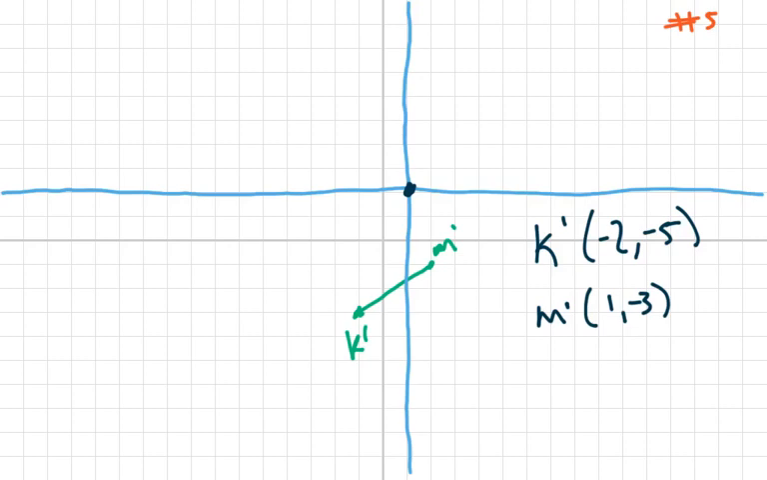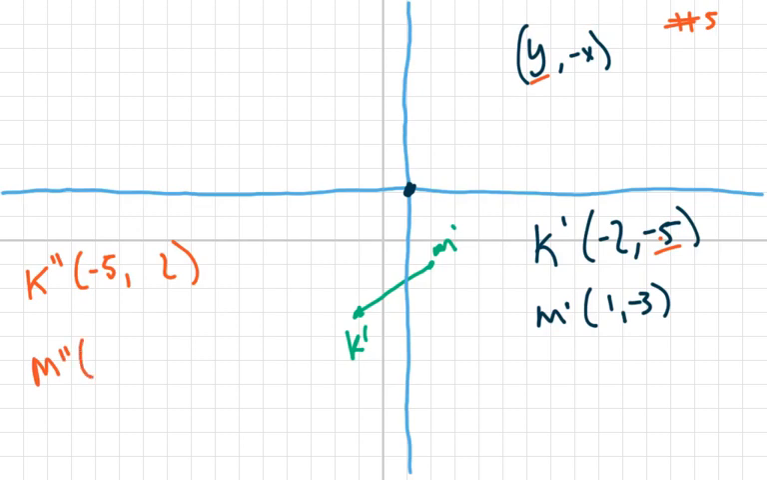Okay, so from here, 90-degree rotation. That rule is (y, -x). So my new K, which is going to be K double prime, and actually let's use a different color so we can stay organized with it. K double prime is going to be y, my y value, which is -5, and then -x, which is -2. So remember, -2 is going to turn into +2. Then I have M double prime, which is y, -3, and then -x, which is -1.